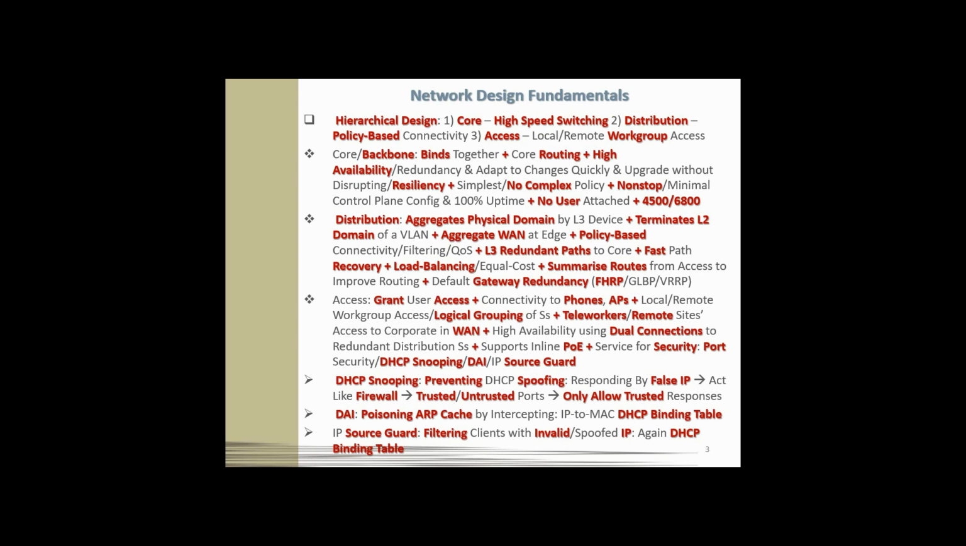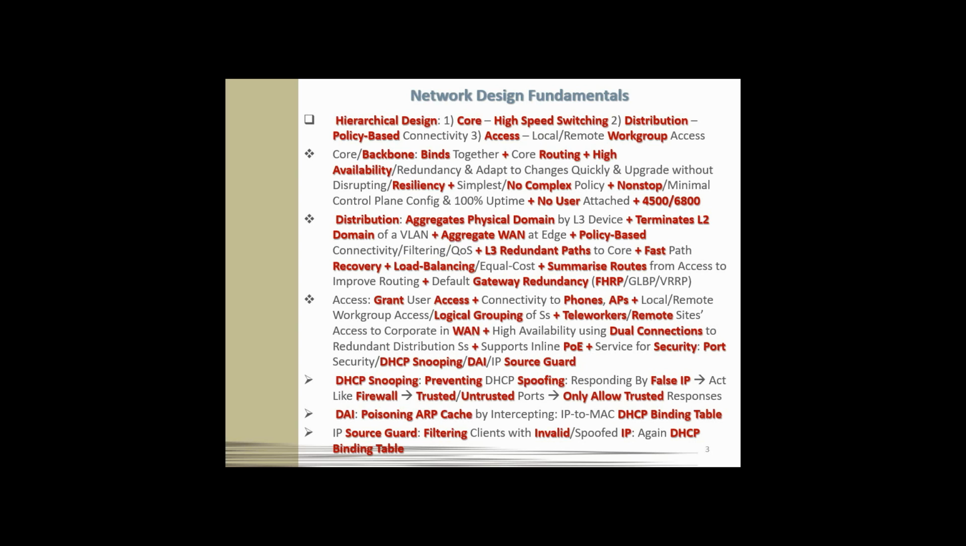Dynamic Host Configuration Protocol DHCP snooping provides security to the network by preventing DHCP spoofing. So we need snooping to prevent spoofing. And DHCP spoofing refers to an attacker's ability to respond to DHCP requests with false IP information. How does DHCP snooping do that? DHCP snooping acts like a firewall, sitting between untrusted hosts and the DHCP servers.